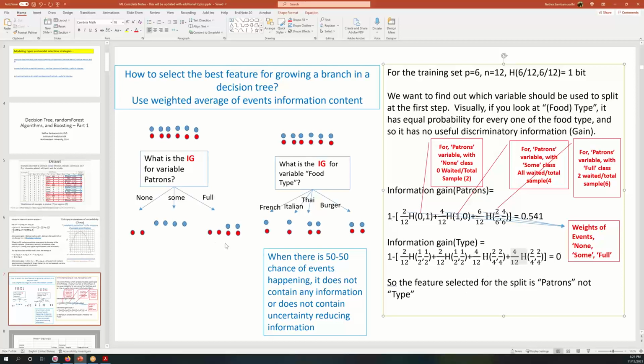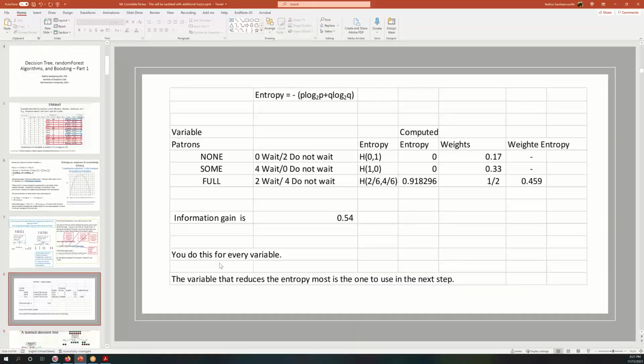So if I compare these two, which variable do I have to select as the first split? Patterns, because there is 0 information gain by using this. Are you with me? Yes. Excellent. Now, actually, that's what I have done using the Excel sheet here.